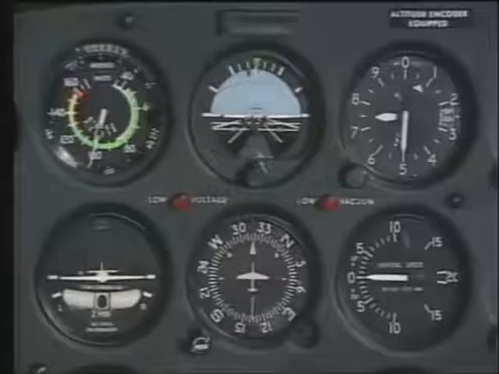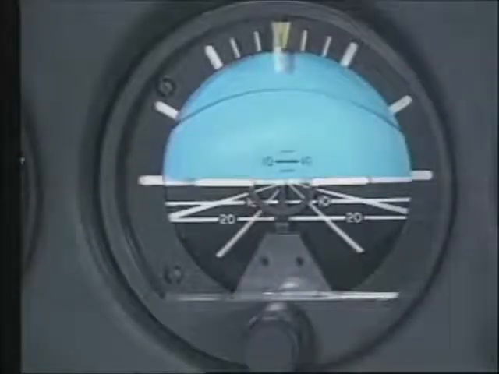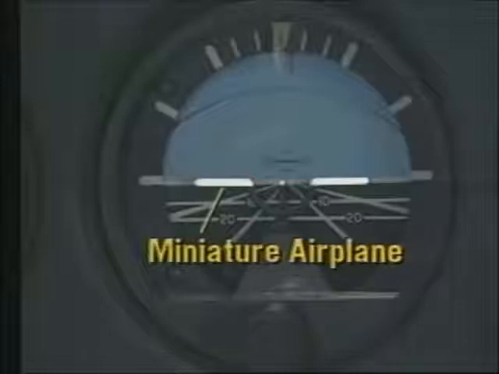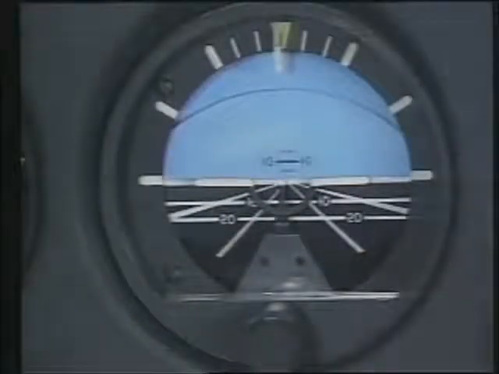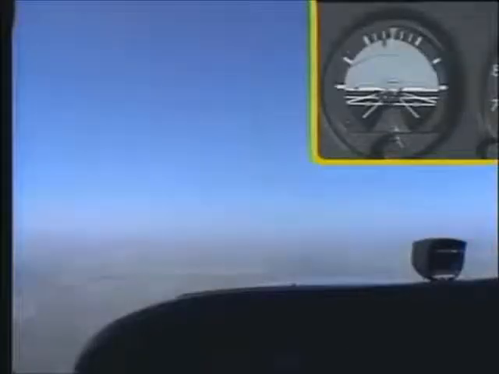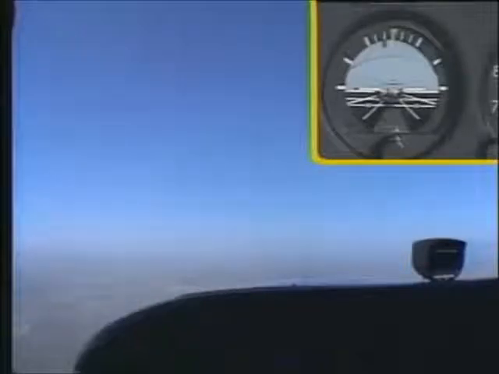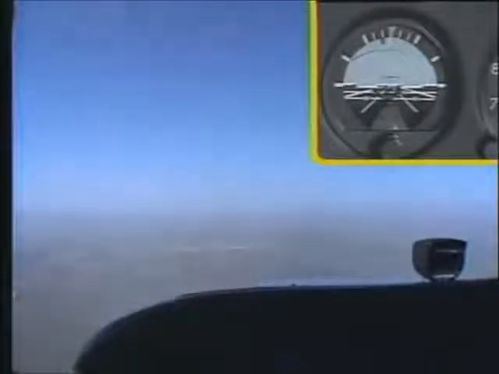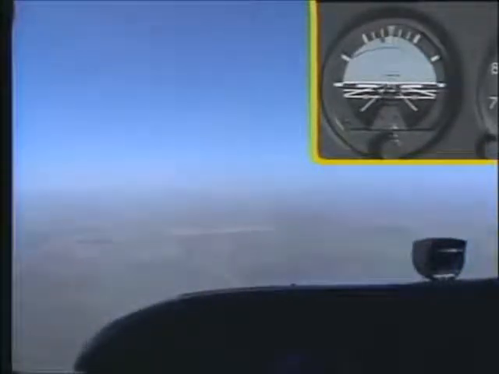The attitude indicator is an instrument that graphically shows your relationship to the horizon. This bar represents the horizon, and this symbol represents your airplane as viewed from behind. When you are in a level flight attitude, the airplane should rest on the horizon bar. When you increase the pitch attitude, the airplane symbol in the attitude indicator moves above the horizon. In a nose-low attitude, the airplane symbol moves downward, duplicating the attitude you see outside.